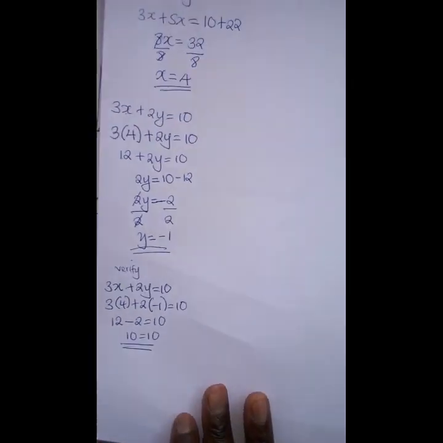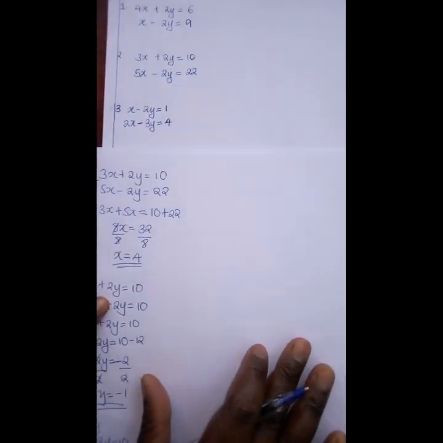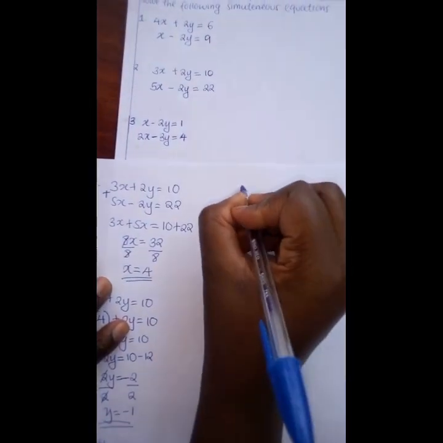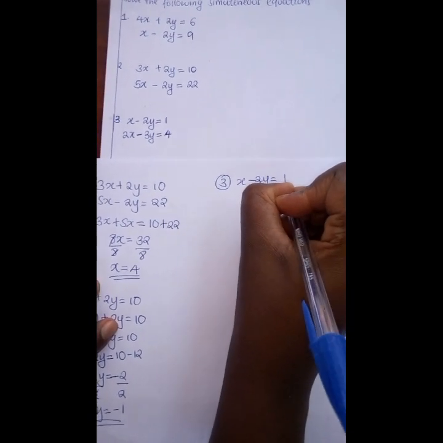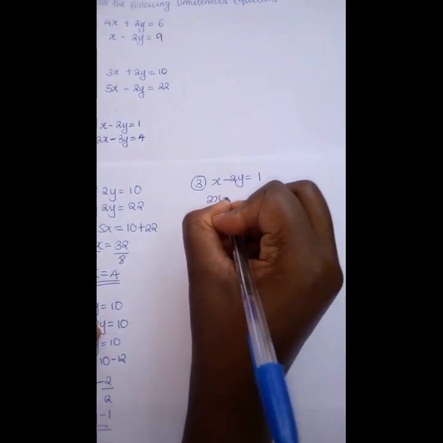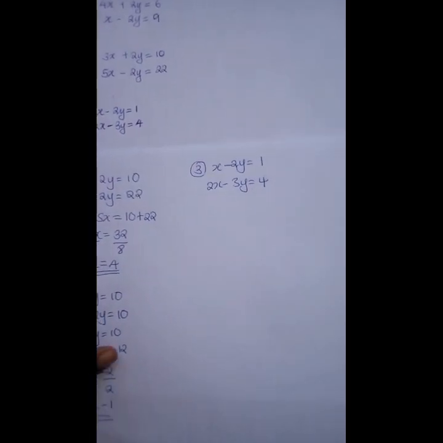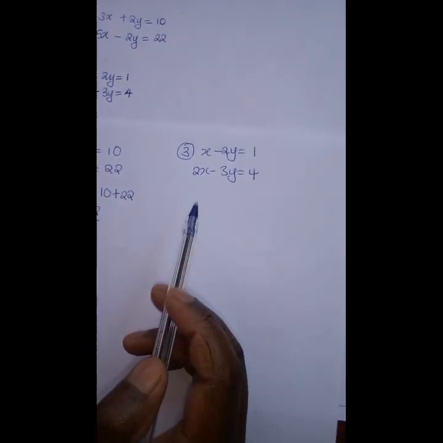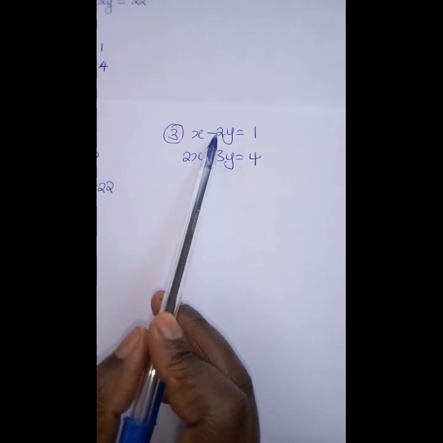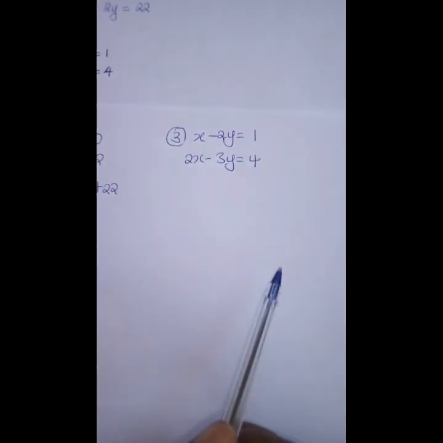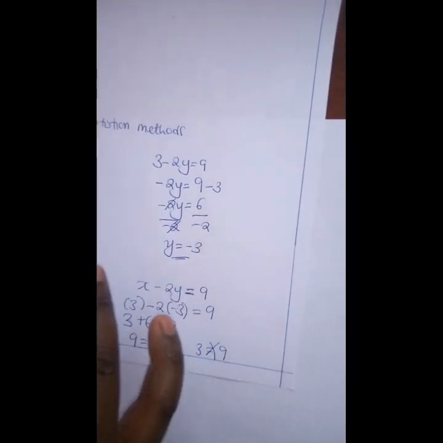Okay. So let's move on to example number 3. Okay, you can see example number 3 there. So number 3, x minus 2y is equal to 1. And then we have 2x minus 3y is equal to 4. So can you use elimination here? The answer is no, because the variables don't have matching coefficients. Here the coefficient is 1, here it's 2, there it's negative 2, it's negative 3, so they are different. Hence you use the substitution method.